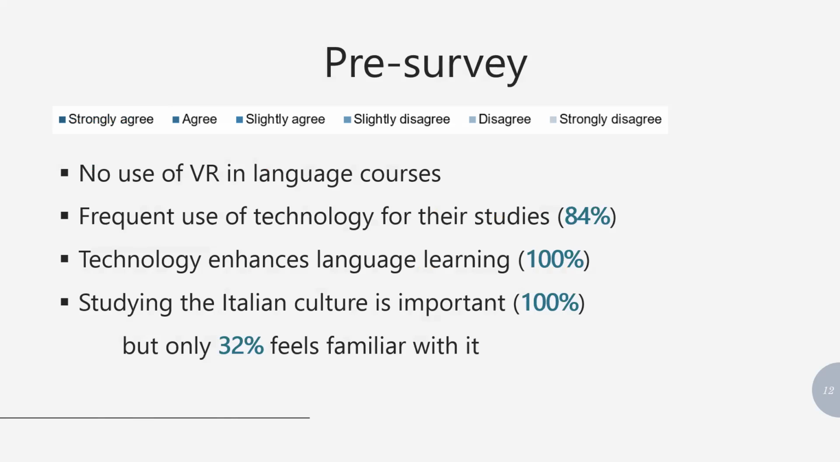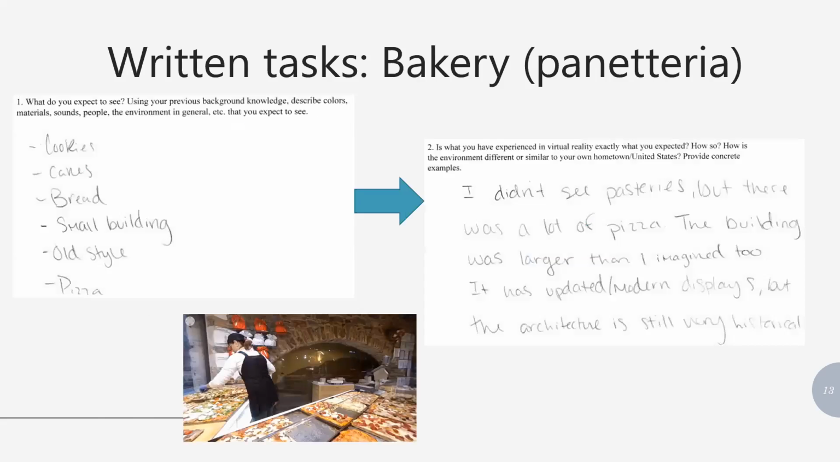The pre-survey also included statements about technology and language learning on a 6-point Likert scale, and 84% said that they frequently use technology for their studies, and all participants believe that technology enhances language learning. Studying the Italian culture was important to all of them, but only 32% felt familiar with it.